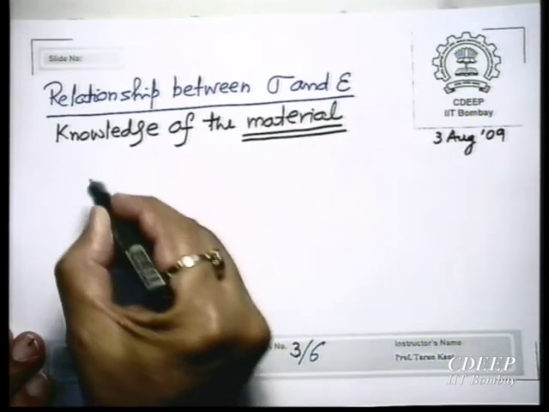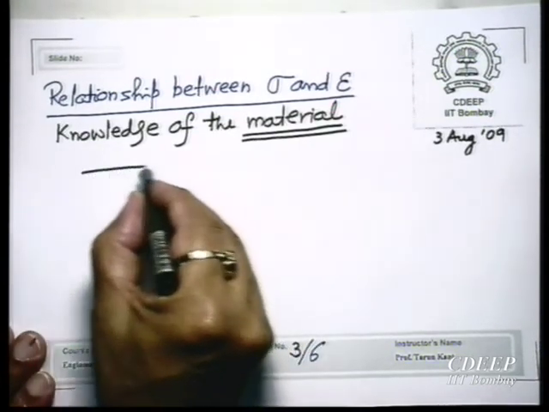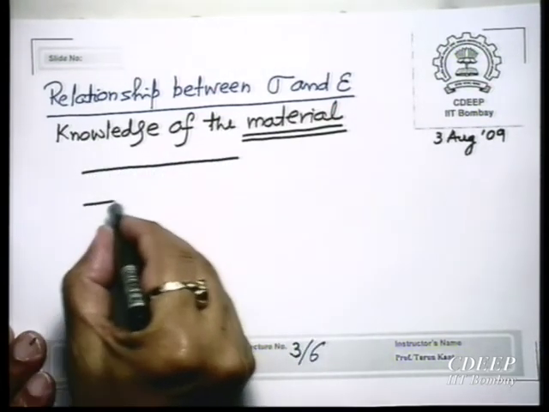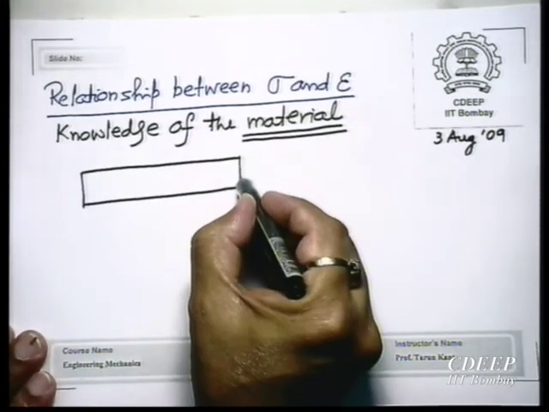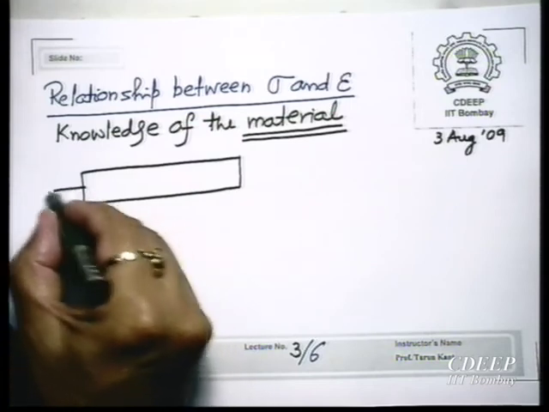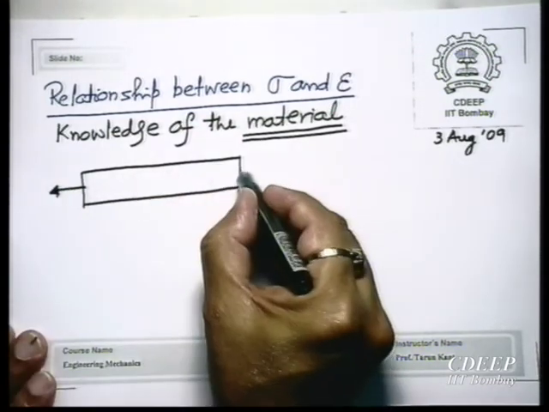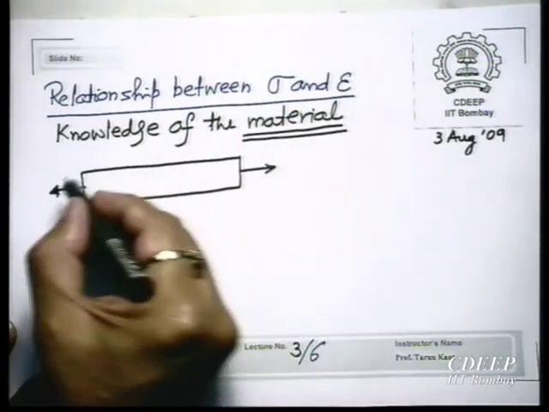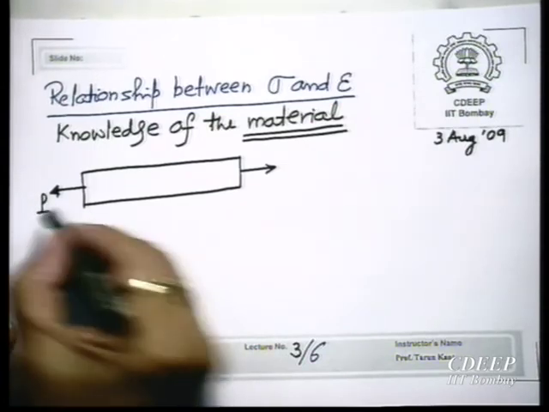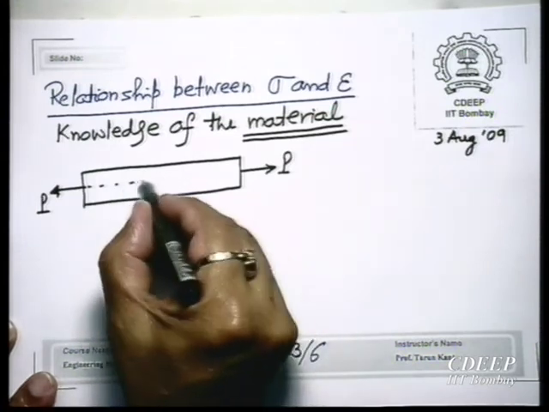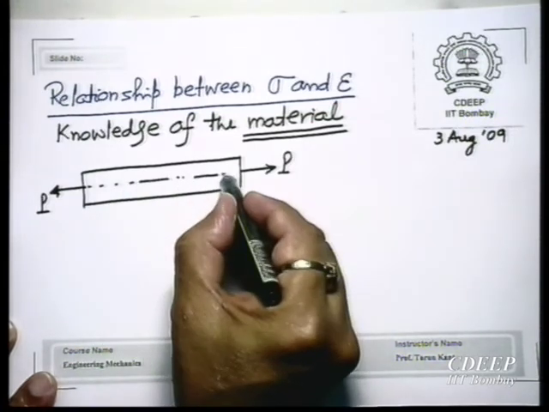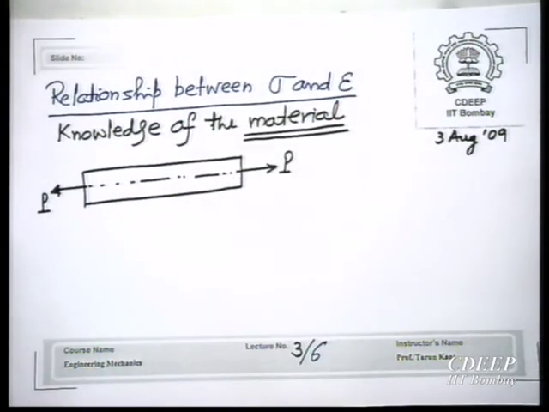So, for example, for a steel rod, if you take a steel rod of some cross section and apply load P, this rod undergoes change in length, and so we will have to put it under a test.